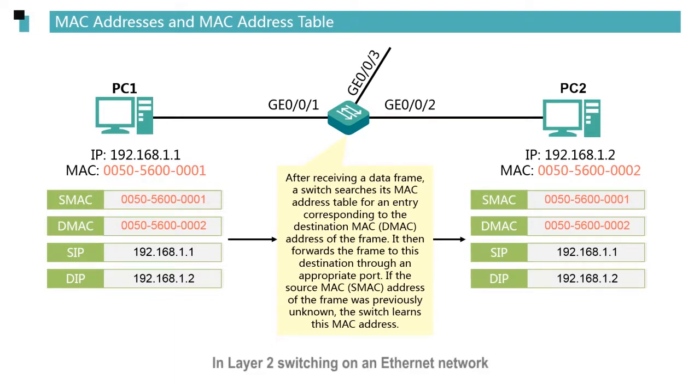In Layer 2 switching on an Ethernet network, a Layer 2 switch receives a data frame, analyzes the DMAC address in the frame header, and searches the MAC address table for a port mapped to the DMAC address. If a match is found, the switch forwards the frame through the corresponding port. If no match is found, the switch broadcasts the data frame. We will talk about this soon.